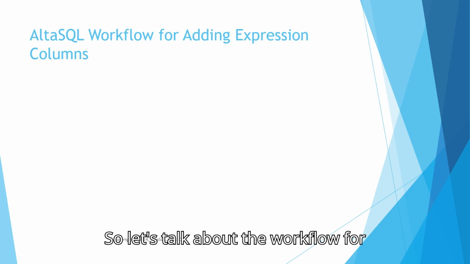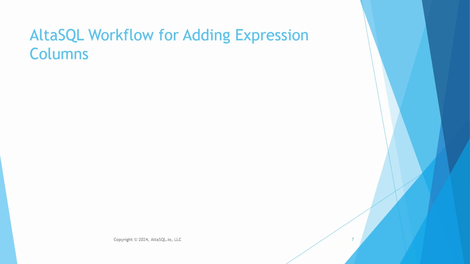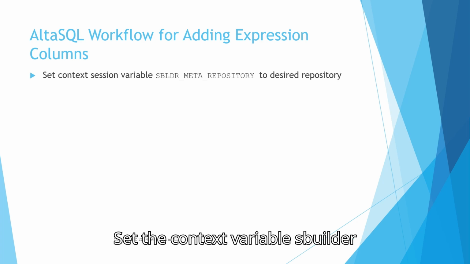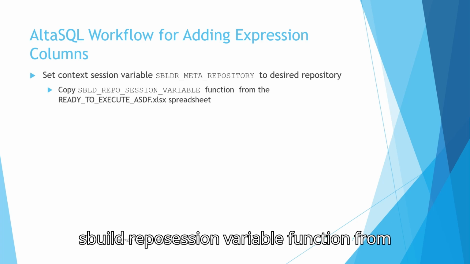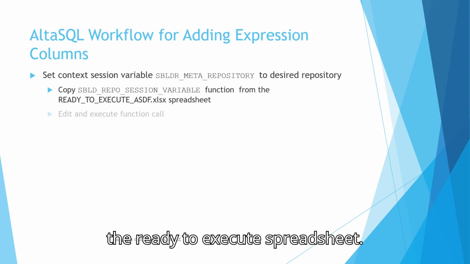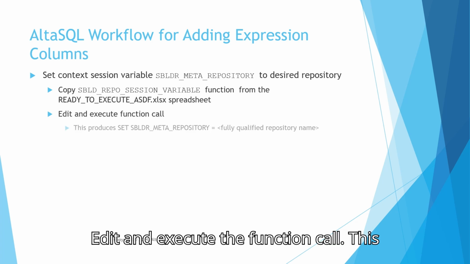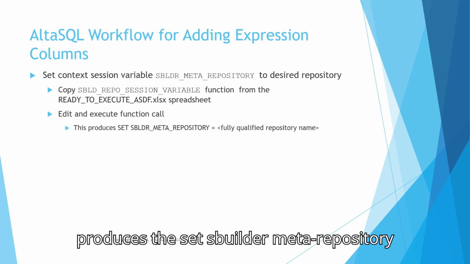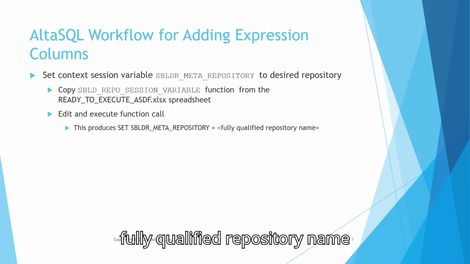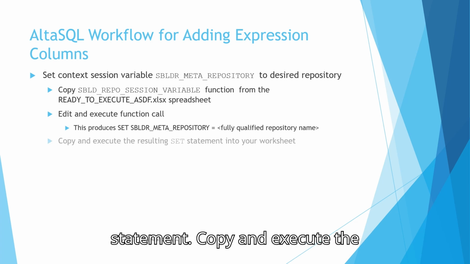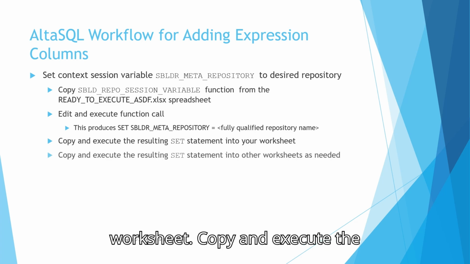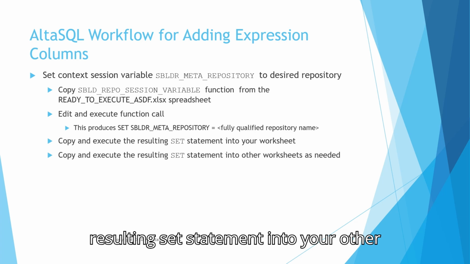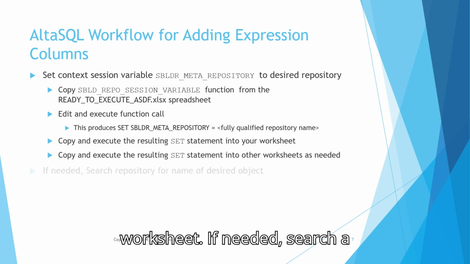So let's talk about the workflow for adding expression columns. Set the context variable sbuild or meta repository to the desired repository. Copy the sbuild repo session variable function from the ready to execute spreadsheet. Edit and execute the function call. This produces the set sbuild or meta repository fully qualified repository name statement. Copy and execute the resulting set statement into your worksheet.